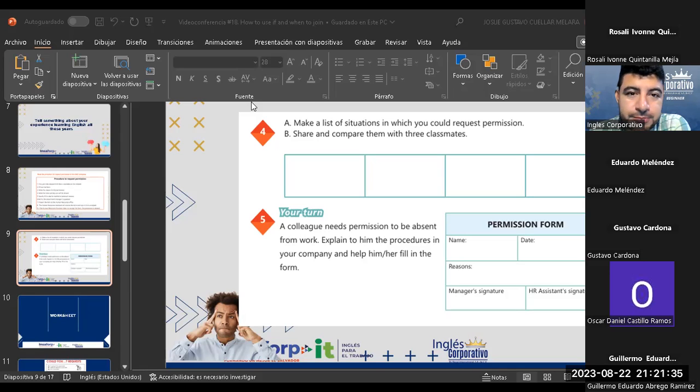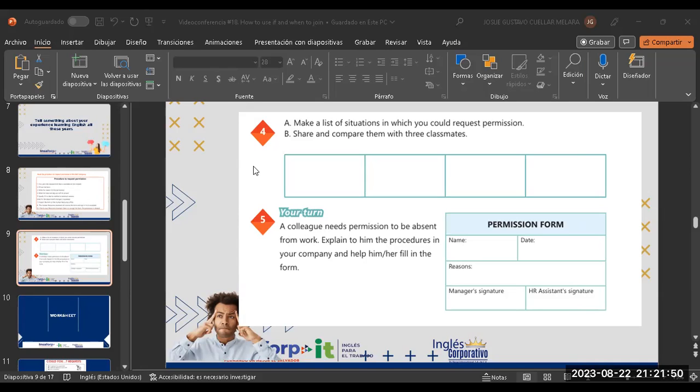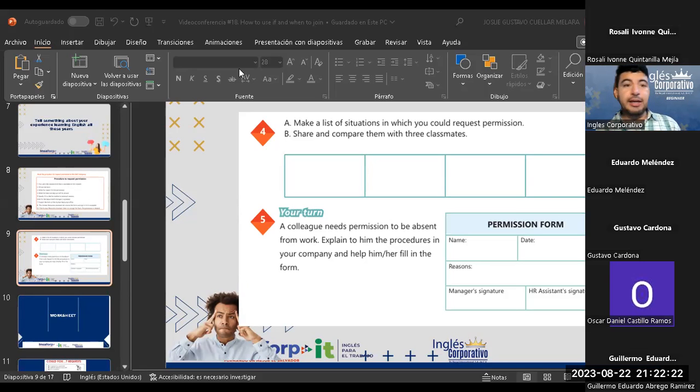And Evelyn and then Susie. Okay, Evelyn, what about yours? Okay, maybe Evelyn is not ready. Carolina. Tomorrow I will have an appointment with the dentist. Okay, appointment with the dentist. Thank you. Yeah, so you are asking for permission for tomorrow. That's it. Susie and then Maritza.